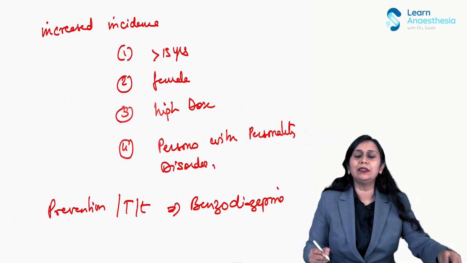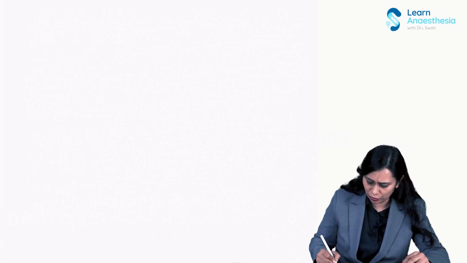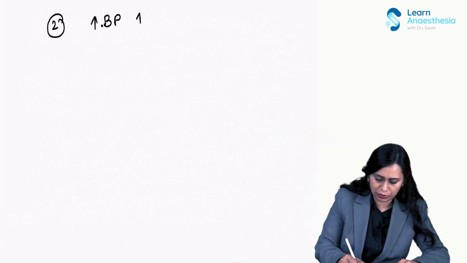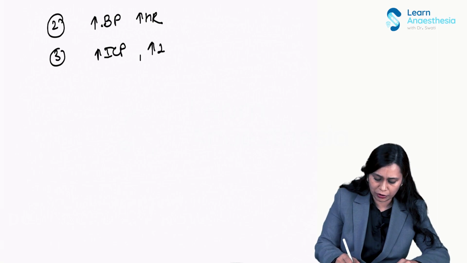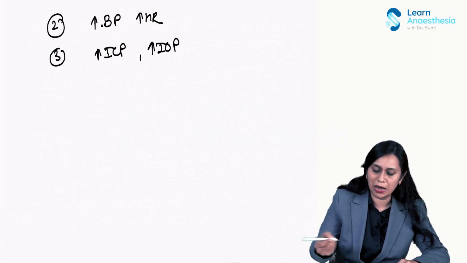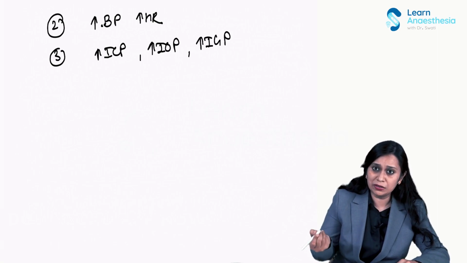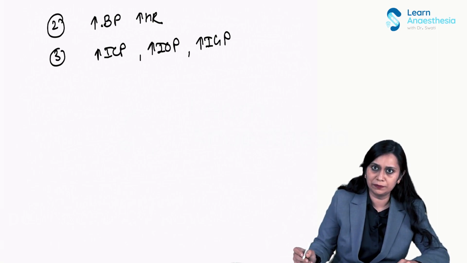Okay. So this is the most important complication of ketamine, emergence delirium. So ketamine can be associated with other complications which we have already discussed. I would just tabulate it. It is associated with increased blood pressure, increased heart rate. It is associated with increased intracranial pressure. It is associated with increased intraocular pressure because it is sympathomimetic drug. It can also increase the gastric pressure, okay, because it is sympathomimetic drug, right? These pressures can be increased, right?